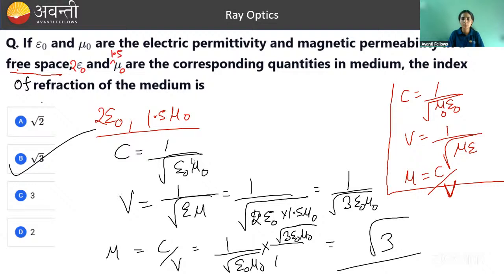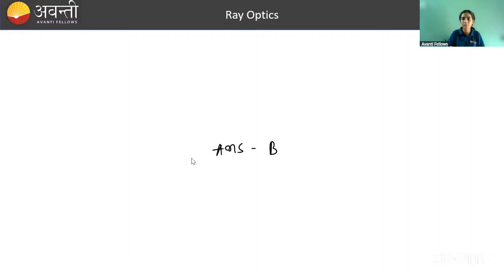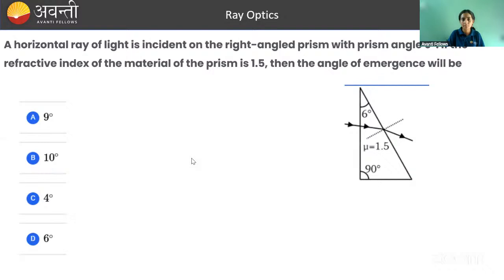Are you getting me or not? Okay, 3 answers, one is correct. Root 3 will come, right? So the correct answer is this one. Please remember these formulas. Now let's do this question.